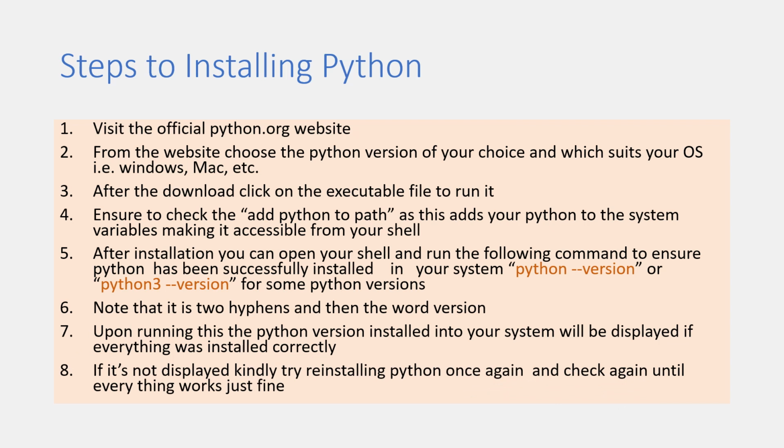So we start with the first one. Of course, the first one is to visit the official python.org website. Python.org is the official website where you will find all the official releases of the Python interpreter. That's where you get Python, where you download Python, and I'll be showing you how to do so. That's where you'll find all the releases, all the past releases.